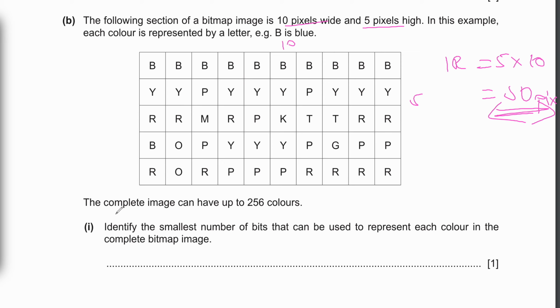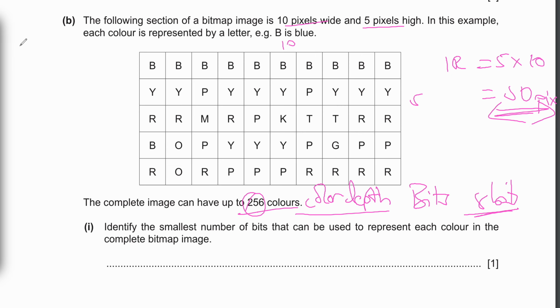Then I'm being told that the complete image can have 256 colors. So I'm being given a color depth. I need to know now how many bits we need for this. For 256 colors, we can store them in 8 bits. How can I find this easily? I can just express the number of colors into binary.